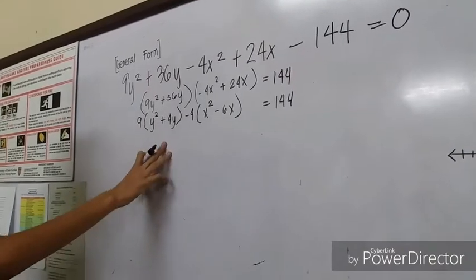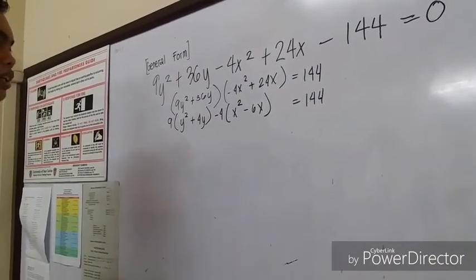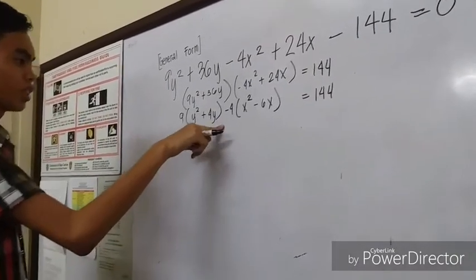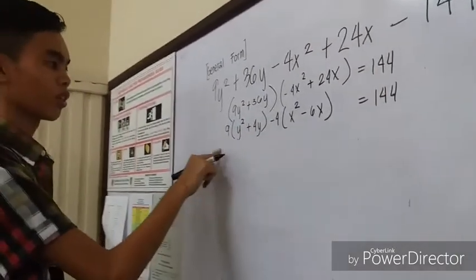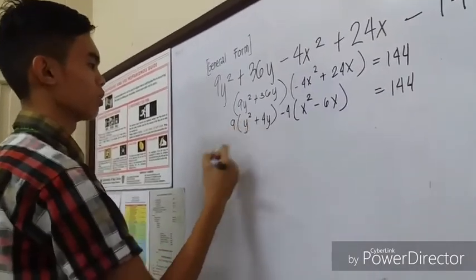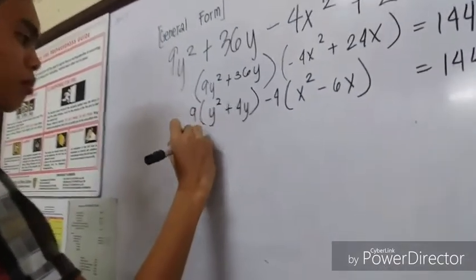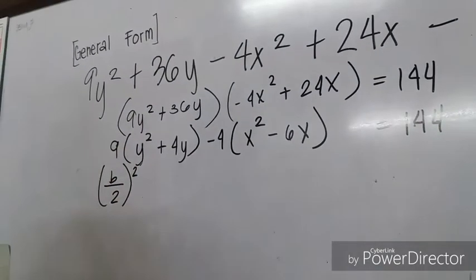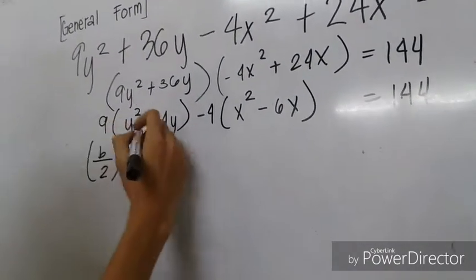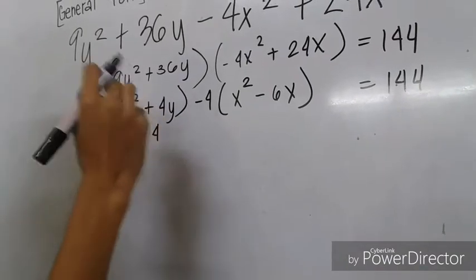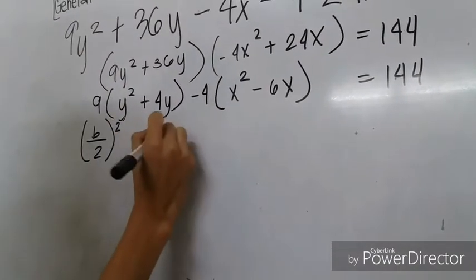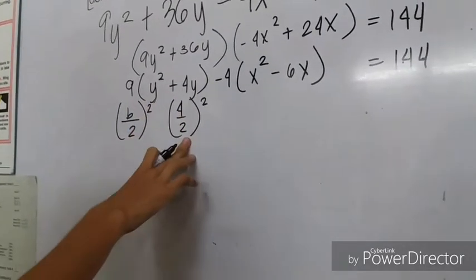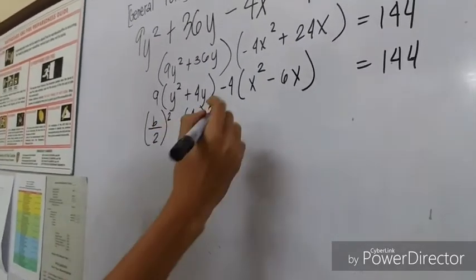Next step, we will do the completing the square. We must complete the square of the first part of the parenthesis, which is b over 2 squared. The value of b here is 4, so we substitute 4 into b over 2 squared. So 4 divided by 2 is equal to 2. 2 squared is equal to 4.